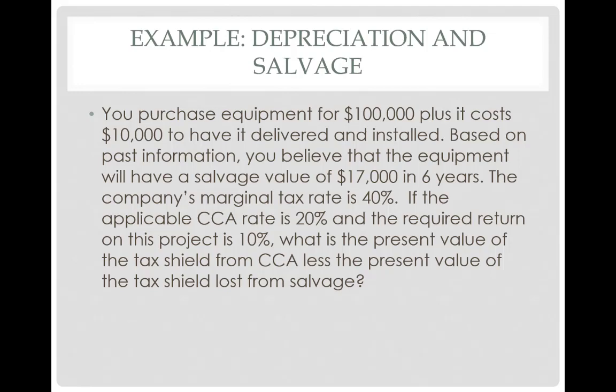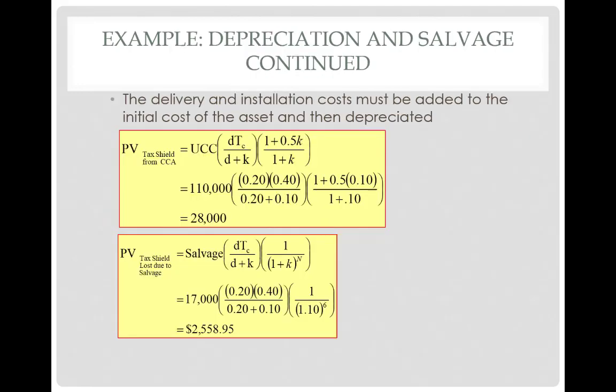Okay, welcome back. We're going to look at the solution now. If you plug this into the formula, you're going to get the present value of the tax shield from CCA, which is equal to your UCC, or your undepreciated capital cost, times dt over d plus k, right? That's 20% times 40% over d plus k, which is 20% plus 10%, times, and this is the half-year rule factor, 1 plus a half times 10% over 1 plus 10%. Plug all of that in, you get $28,000.